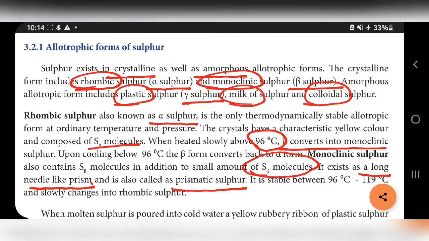If asked to write a note on monoclinic sulfur, you have to write from here to here. Or if asked to write a short note on rhombic sulfur, you have to write up to this.